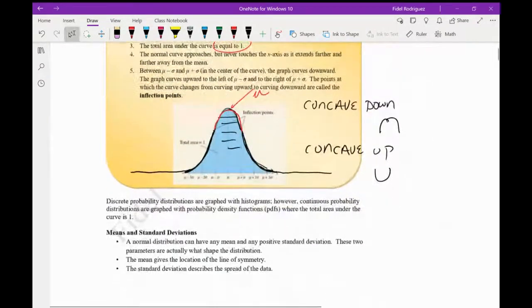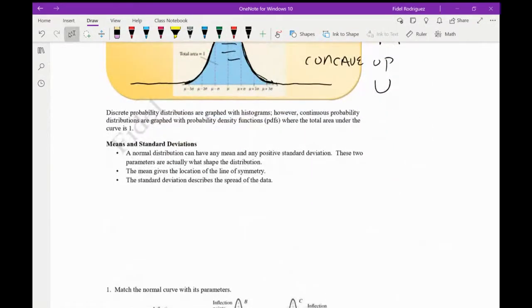And then I'm going to give you some more information and we can figure some stuff out. It says discrete probability distributions are graphed with histograms. However, continuous probability distributions are graphed with a probability density function where the total area under the curve is 1. Excuse me, it says a normal distribution can have any mean and any positive standard deviation. These two parameters are what shape the distribution. The mean gives the location of the line of symmetry, and the standard deviation is what we call the spread of the data.